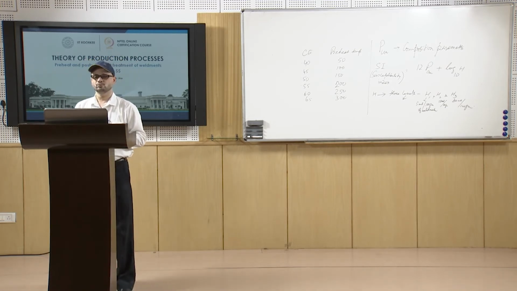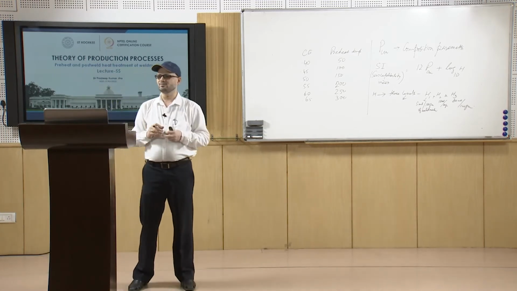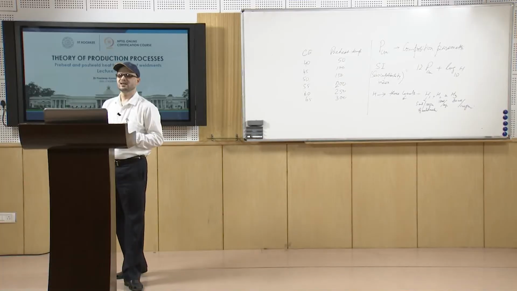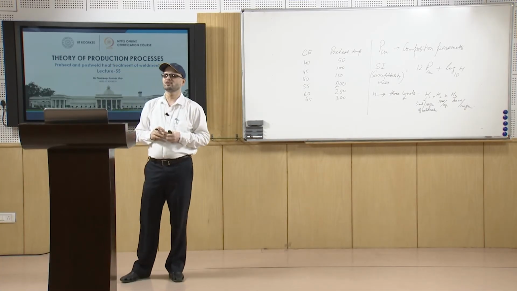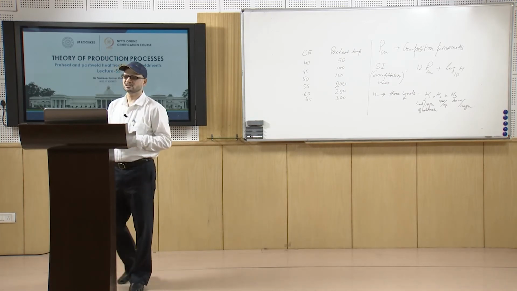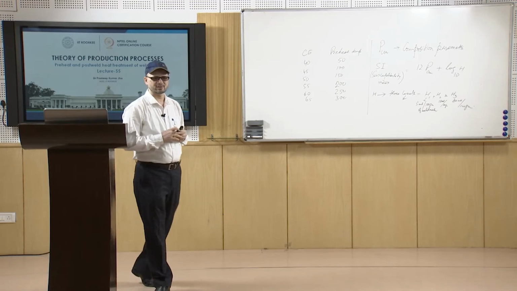Now, we will go to the other kinds of steels, like HSLA, that is high strength low alloy steels. In those cases, when the thickness is more than 25 mm and you have high restraint joints, then a temperature of about 40 to 200 degrees centigrade is taken. Similarly, for stainless steels you need preheating for reducing the effect of martensitic transformation.